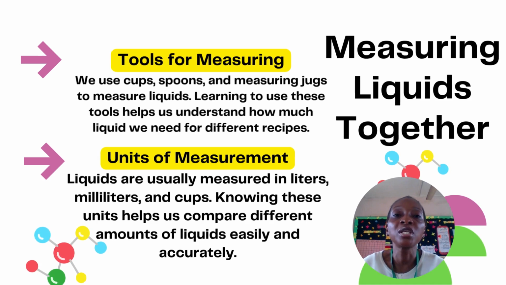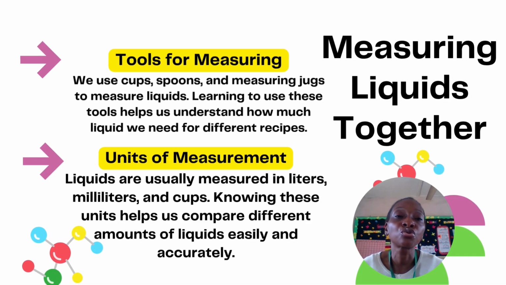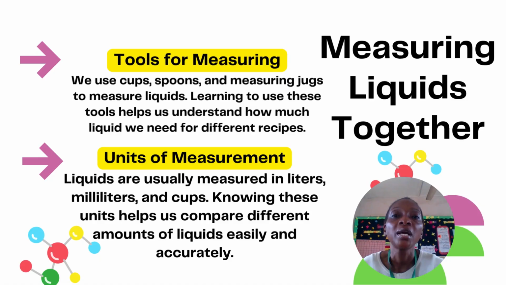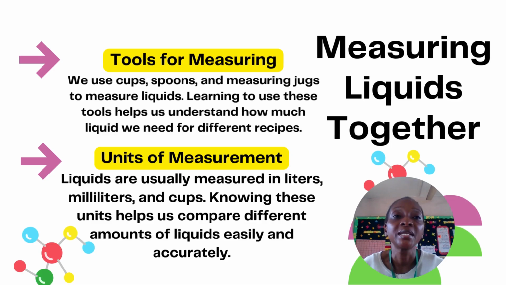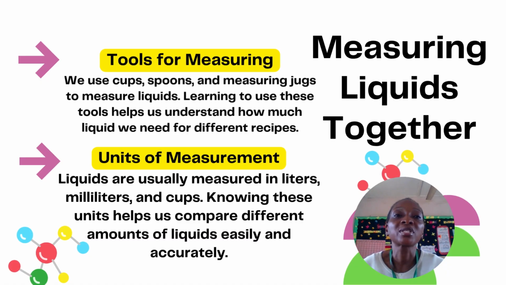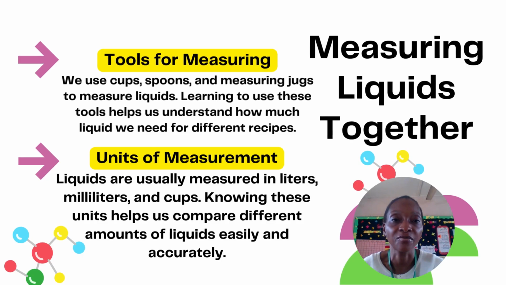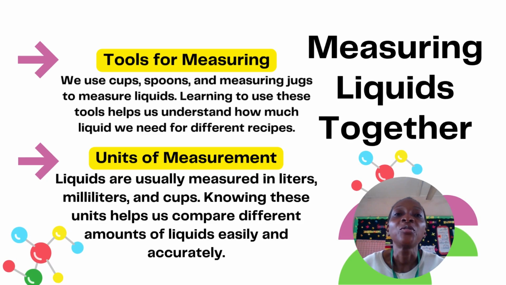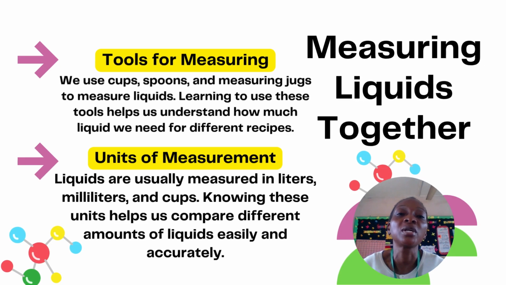Now let's talk about units of measurements. That is, we have some units through which we measure our liquid. Liquids are usually measured in liters and milliliters, mostly using cups and small jugs. So we measure them mostly in liters and milliliters. You don't find them in meters. Meters are for those running though. Knowing these units helps us compare different amounts of liquid easily and accurately.